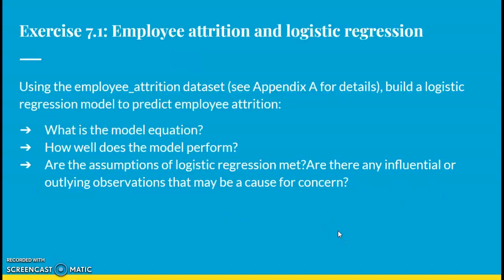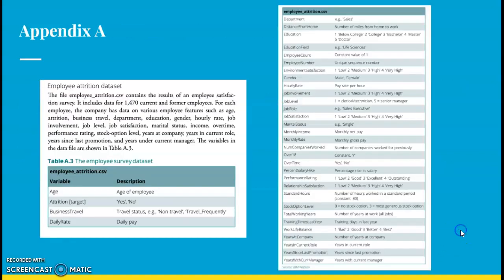So exercise 7.1, the employee attrition and logistic regression. Using the employee attrition data set, we are to build a logistic regression model to predict employee attrition. What is the model's equation? How well does the model perform? Are the assumptions of logistic regression met? Are there any influential or outlying observations that may be a cause for concern?